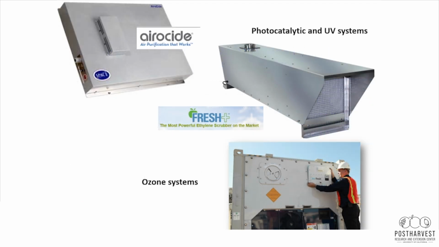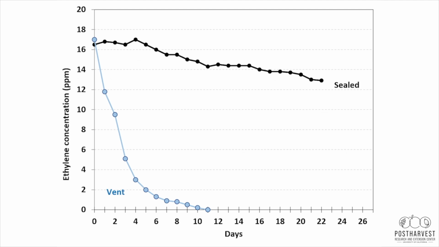And there's issues with high amounts of ozone for worker safety and also injury of the fruit, actually, that's the most important. Some examples of photocatalytic and UV systems that exist out there, and this is an ozone system from a company that's not in business anymore, and how these are attached to marine containers.